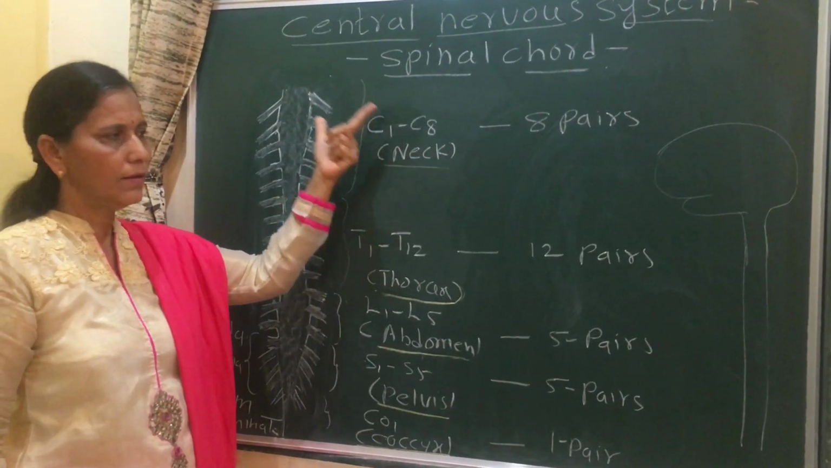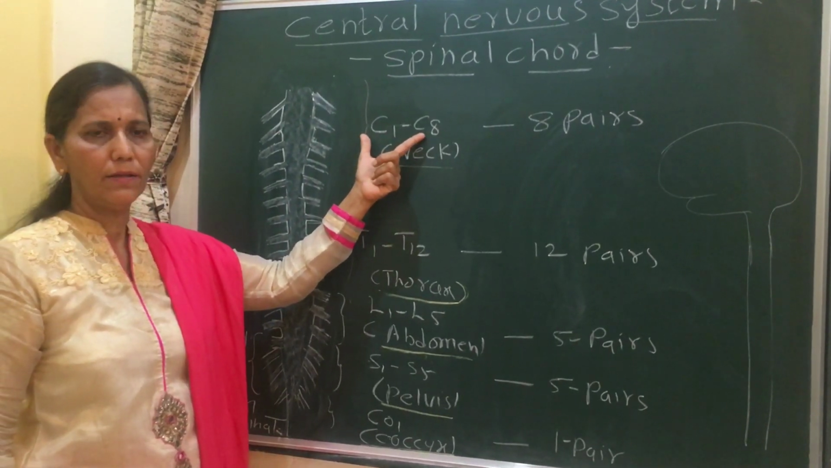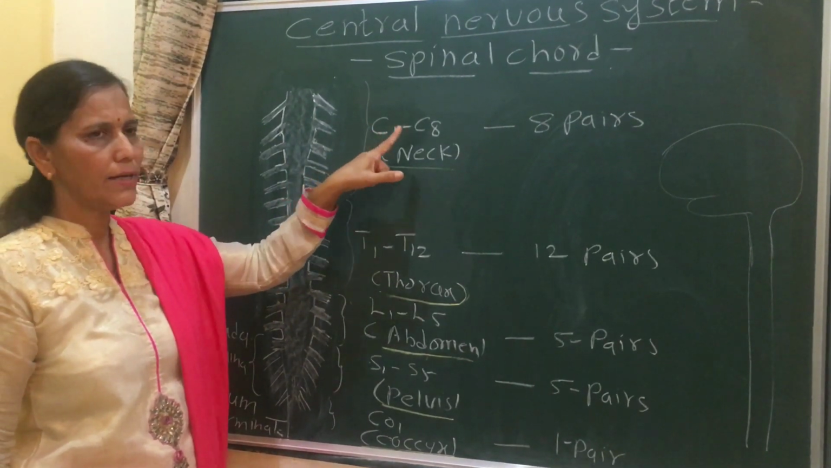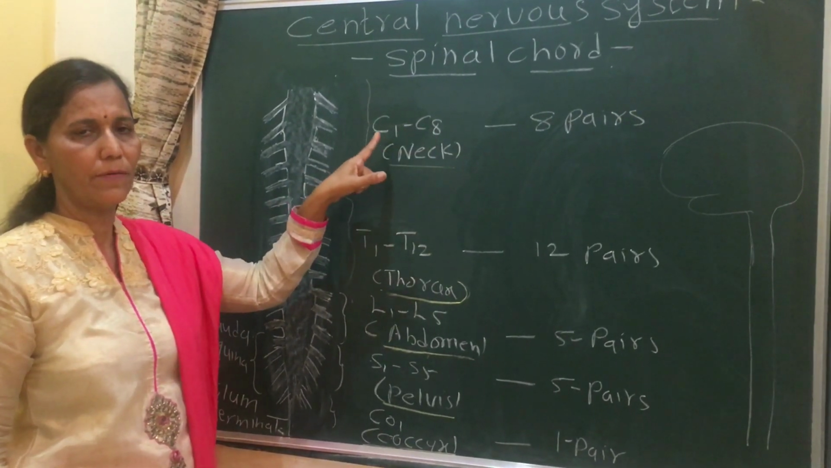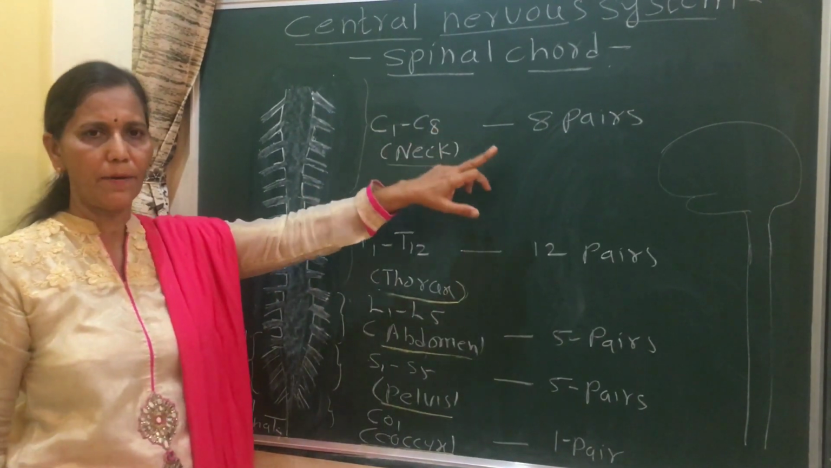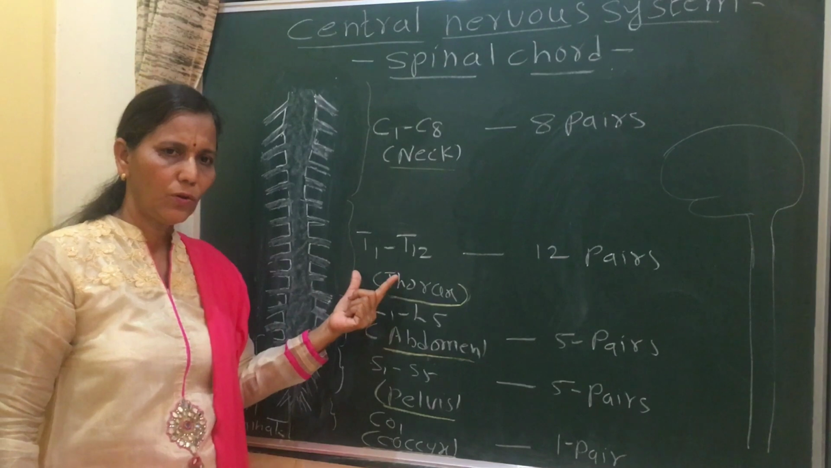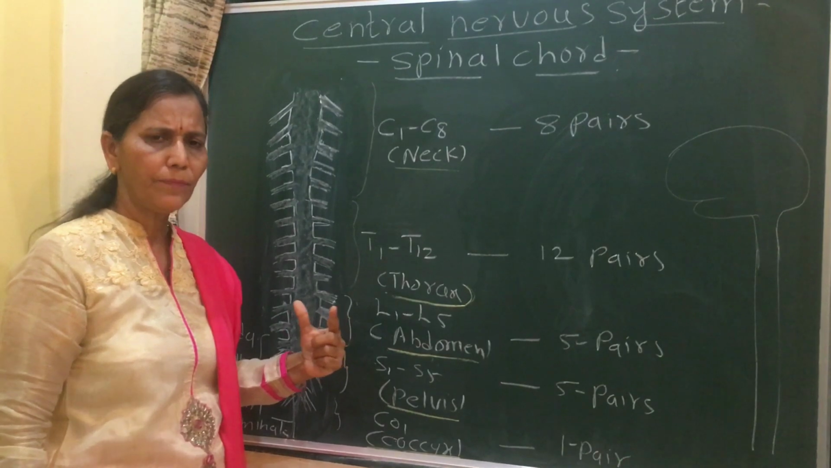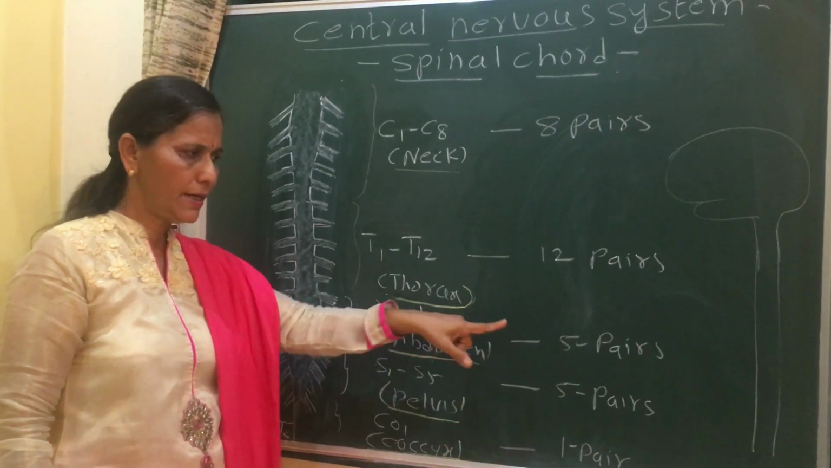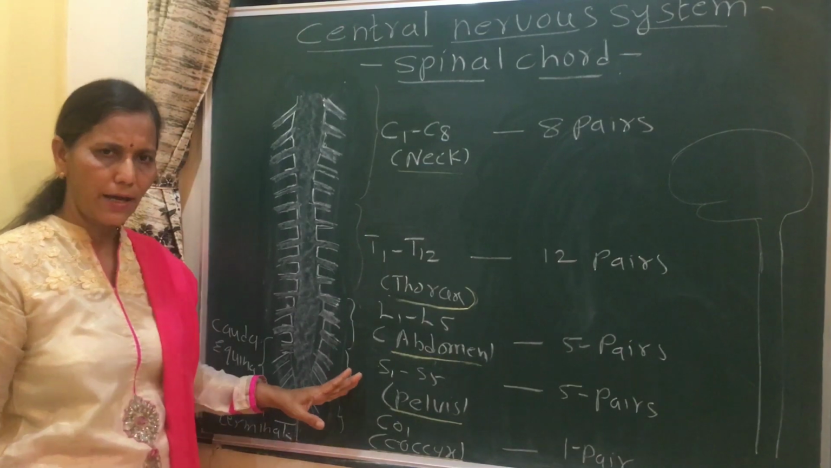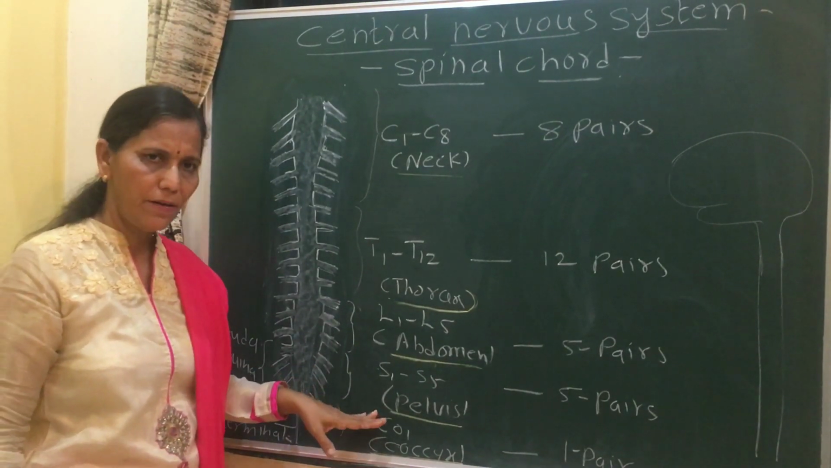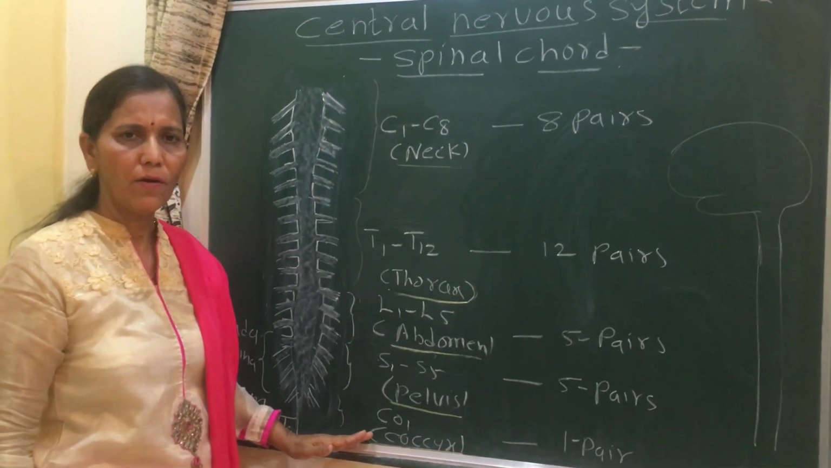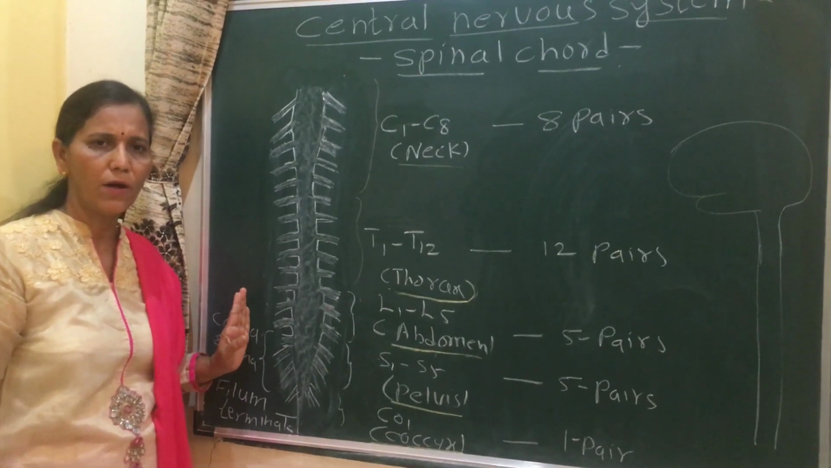Here, the first 8 pairs are produced in the neck region of the spinal cord and they are called cervical nerves. Cervical spinal nerves C1 to C8, 8 pairs. Next, thoracic spinal nerves, there are 12 pairs present in the thorax region. Then lumbar, 5 pairs present in the abdominal region. Sacral, again 5 pairs present in the pelvis, and coccygeal 1 pair. Thus 31 pairs of spinal nerves are produced from the spinal cord.